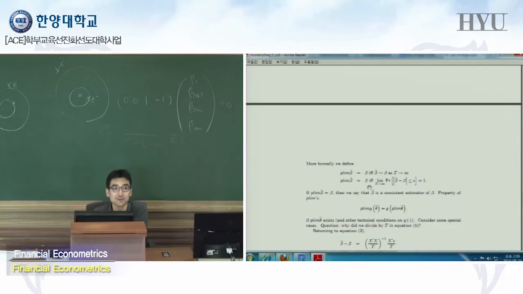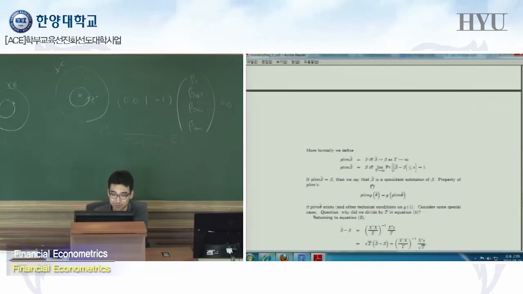If and only if. It's not a typo. So if the P-lim of beta hat is beta, then we say that beta hat is a consistent estimator of beta. This is a very important property. If an estimator is a consistent estimator of the true parameter, it is a matter of the size of the data. Once we have consistency, the remaining task is just to collect data. If we have a large amount of data, then the estimator will converge to the true parameter if it is consistent. So it is a very important property.